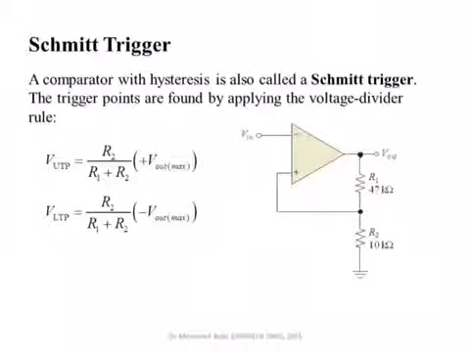Schmitt trigger means it's a comparator, it's making a comparison between the output and the input, but it allows change only when these two levels are crossed, when Vn exceeds this positive number and when Vn drops below that negative number.